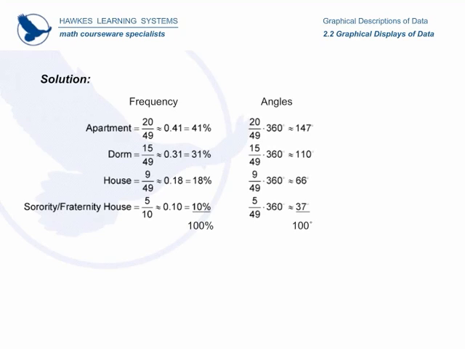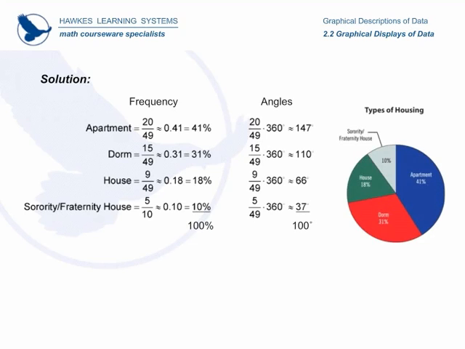Next, we take the frequency of our house, multiply that by 360, and that gives us 66. Next, we take the frequency of our sorority and fraternity house, multiply that by 360, and that gives us 37. Next, we can see we take those angles and divide our pie into those angles, and thus we've constructed a pie chart.